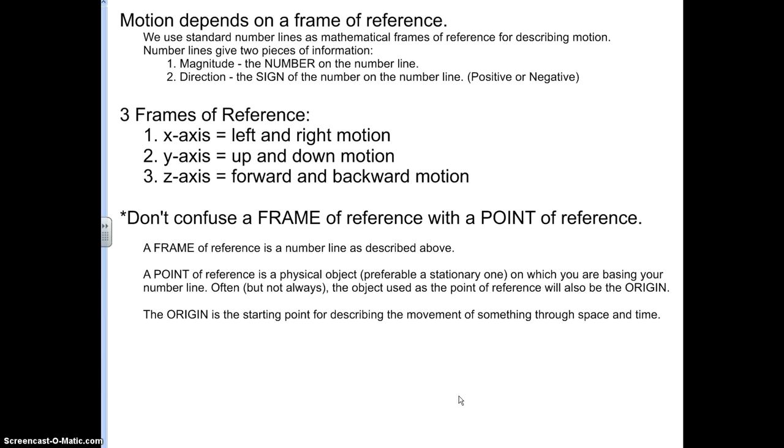But in this case, I think you have to be careful. Something could be moving and it started out already to the left or already to the right, above or below, in front of or behind the point of reference. And so the origin really is a position on that number line that represents the starting point. And it could very well be the point of reference, but it's not always the point of reference.